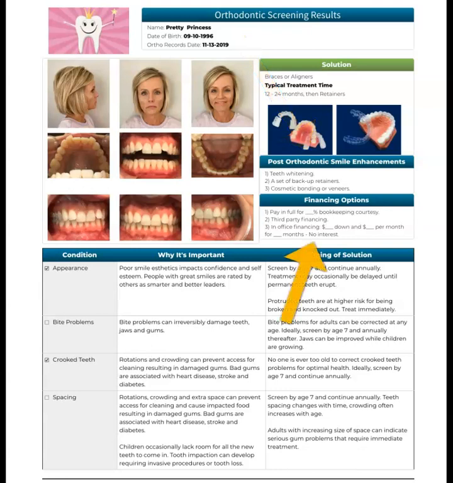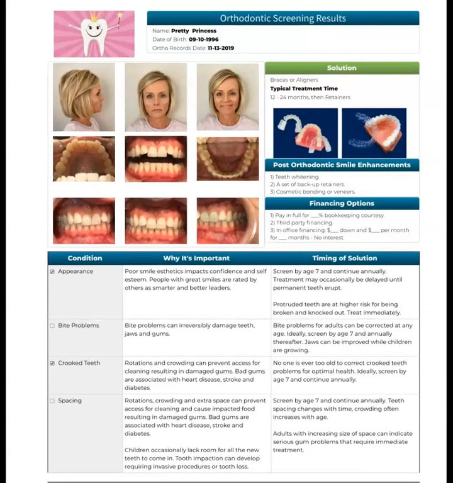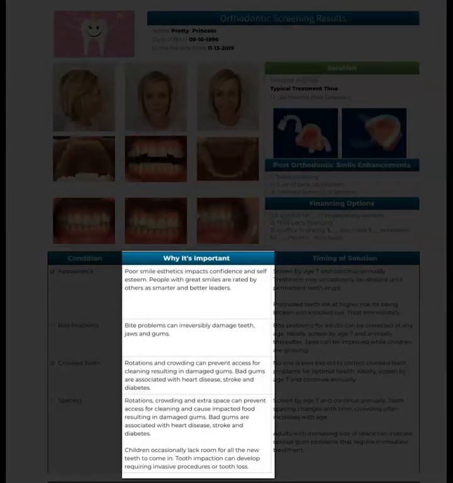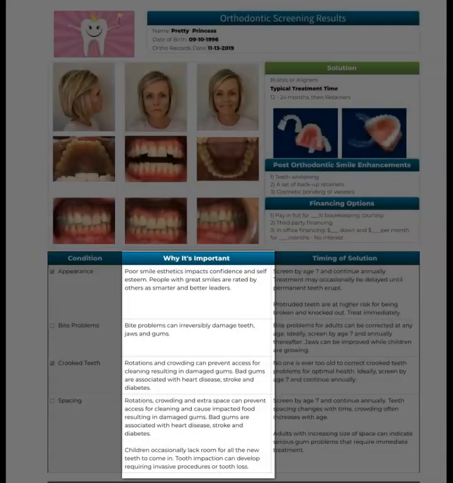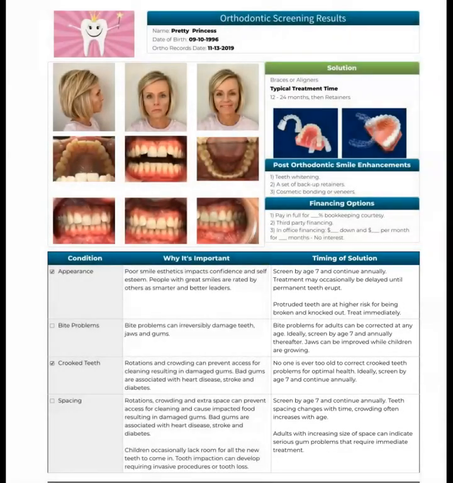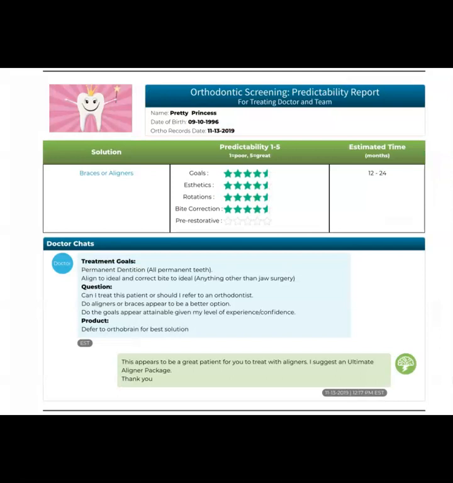We have also provided a template that the dental team can complete with potential payment arrangements. Down below, we outline the main problems that we find in our review and describe why they are important to correct and the ideal time for initiating care. Page 2 of the orthodontic screening report is for your eyes only.